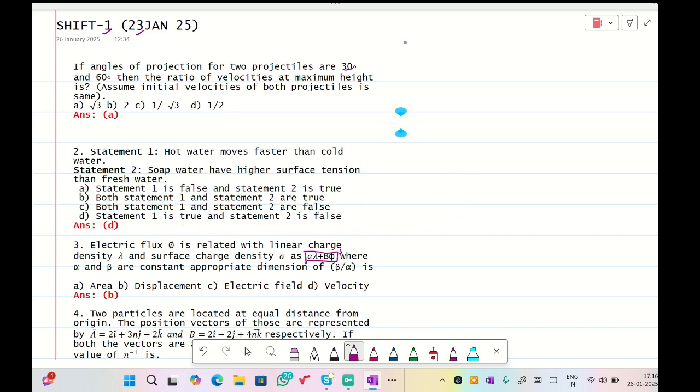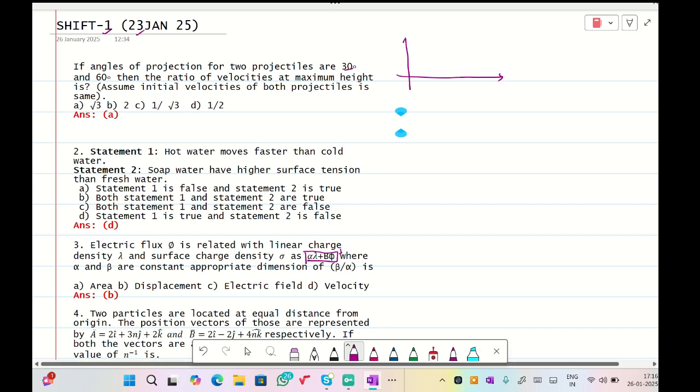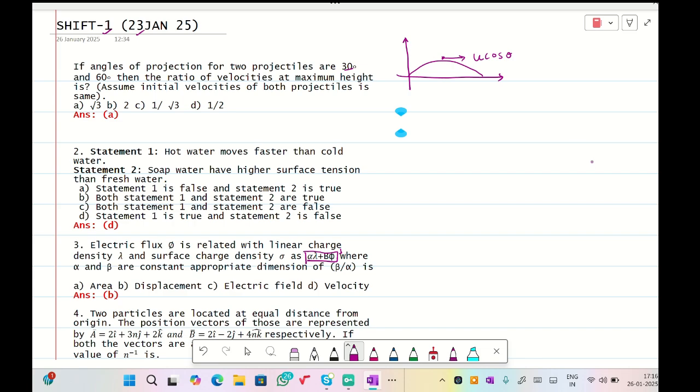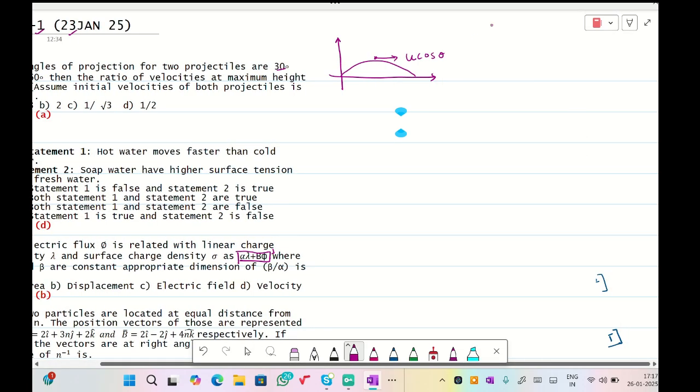In the previous day's paper, SHIFT-2 I think, they asked about the change in the kinetic energy between the maximum height and the projection point. Today, the velocity at the maximum height is equal to u cos theta. For the ratio they're asking, you can go with u1 cos theta 1 by u2 cos theta 2.